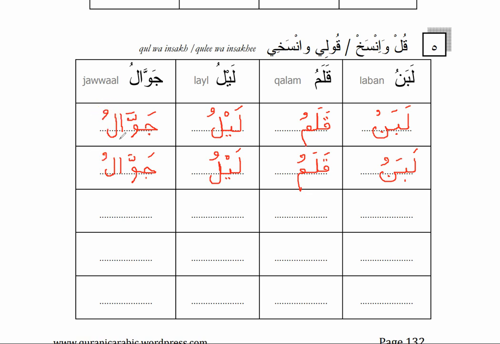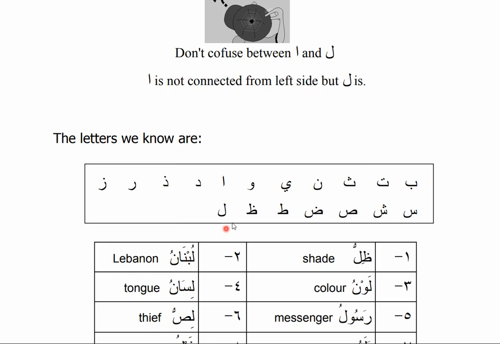Jawal means the mobile phone. So this is how you're going to write the words. So let's check the next unit. So before we go to the next unit, let's check this.